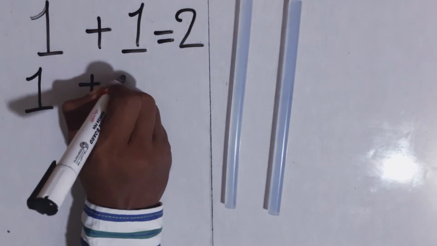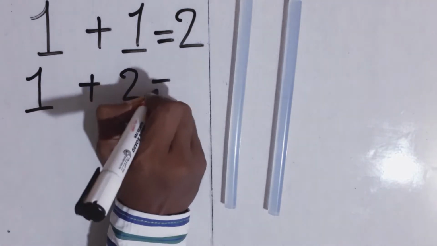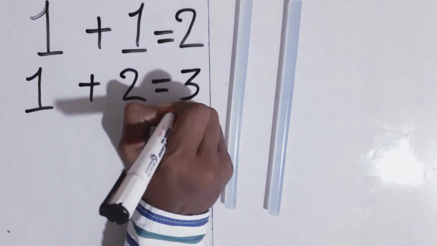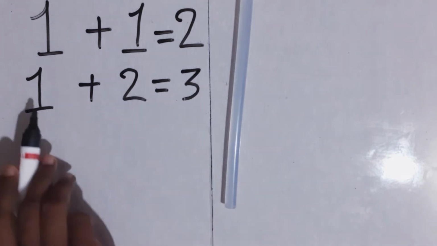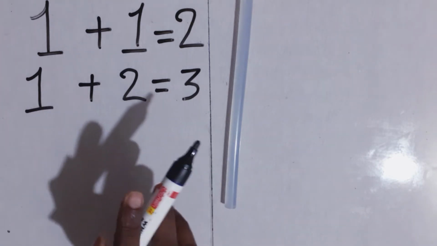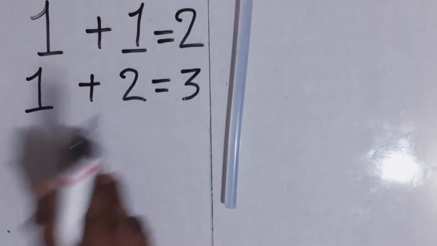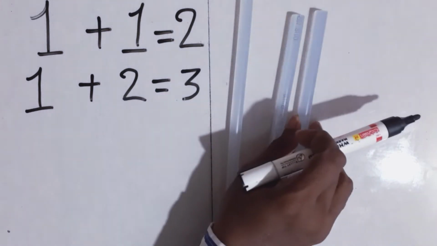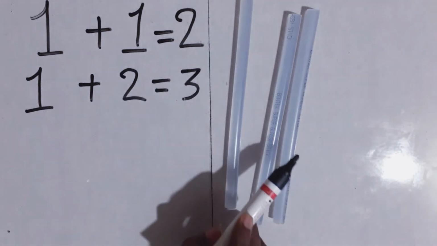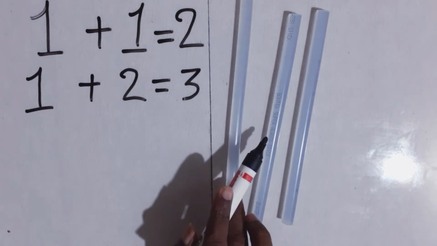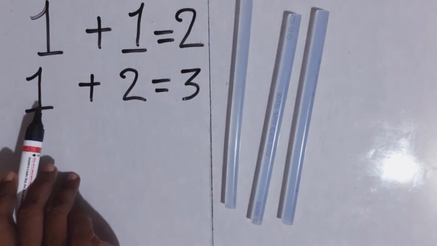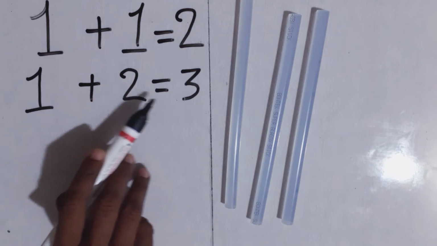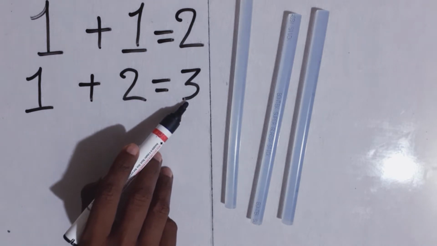1 plus 2 is equal to 3. See here, this is one stick, and if we add 2 sticks, now you count 1, 2, 3. So that 1 plus 2 is equal to 3.